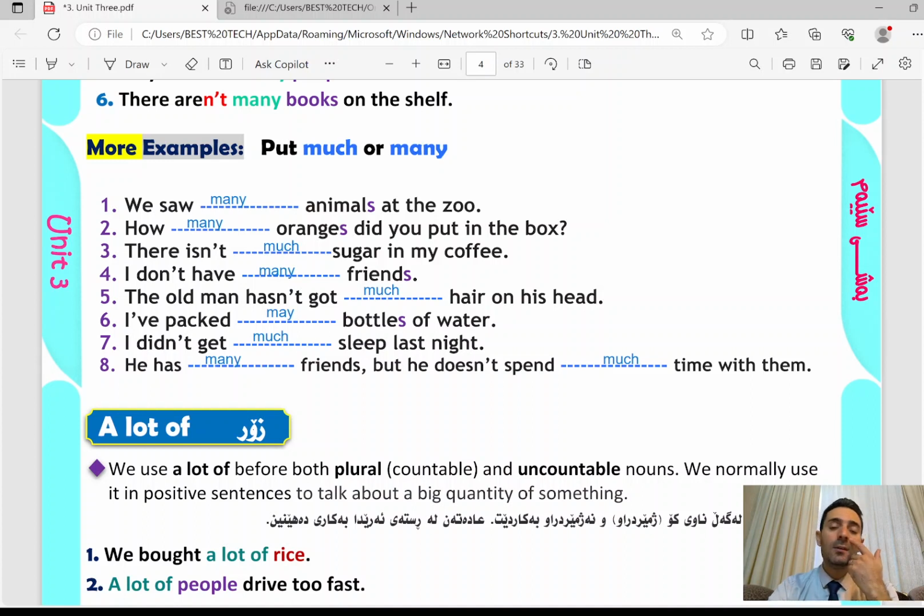is a countable noun, sorry for that, because there is an s, plural, with it. In number 5 I have used much because the word here is an uncountable noun. Now there's no s with it. Bottles: I have used many because the word bottle is a countable noun. There's no s, it's uncountable noun. He has many friends. In this sentence I have used many.